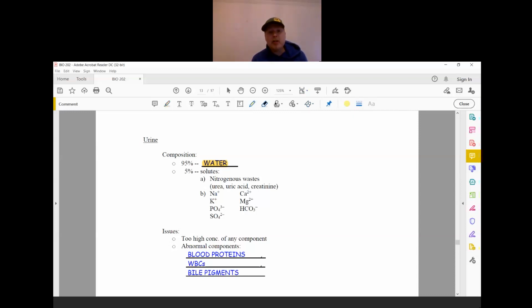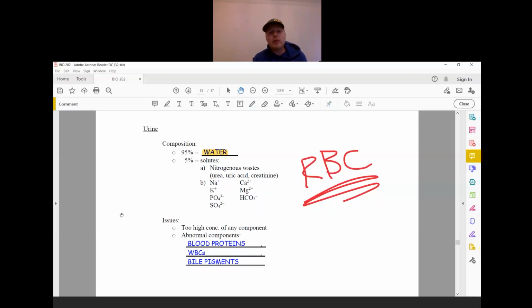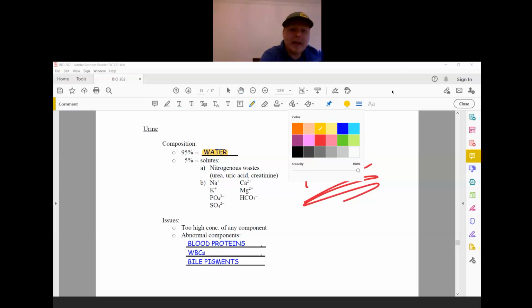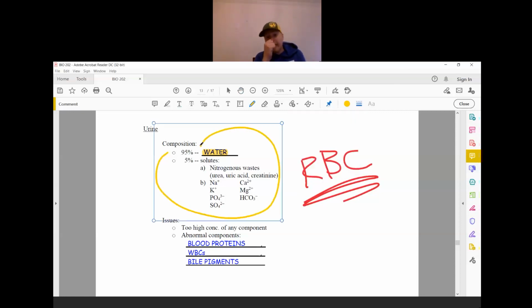But one thing we should never find in urine is blood or red blood cells. That would be a problem. That would be a cause of concern. We do not want to find too high a concentration of any of these components that we just had a look at either. That would be a cause of concern if we're far off from what we normally expect to see. White blood cells as well are a problem. Blood proteins, bile pigments, all of those things we don't want to find in the urine.